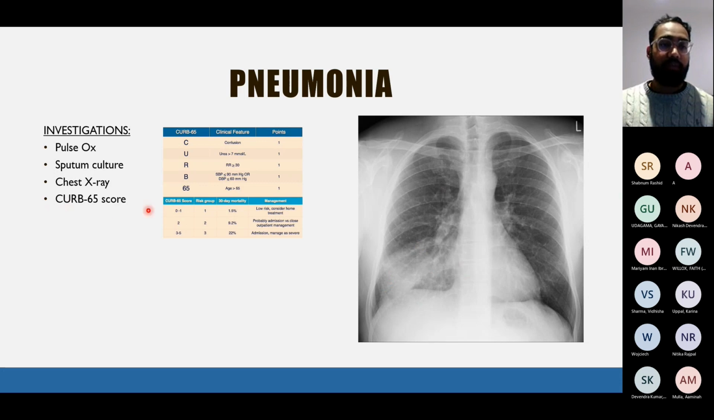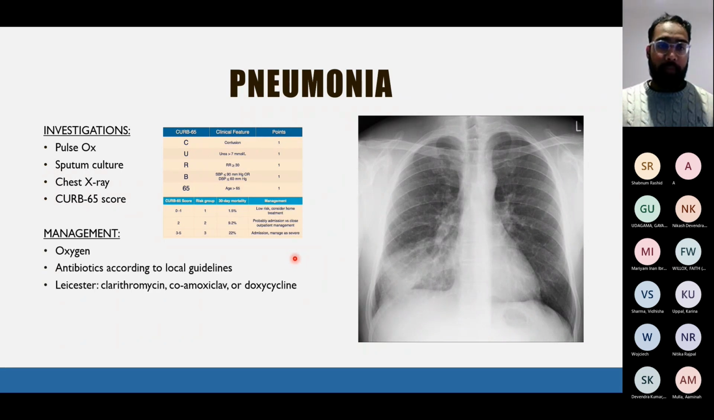Then we calculate a CURB-65 score, which is just a pneumonia severity scale. It's got C for confusion, U for urea, R for respiratory rate, B for blood pressure, and 65 if they're over 65. You get a point for each. And then depending on how many points you get, that determines the severity of your pneumonia, how long you need to be admitted for, and what kind of management you need. And that management is, if they have low oxygen sats, give them oxygen, and then most of the time, if it's bad pneumonia, give them antibiotics according to local guidance.